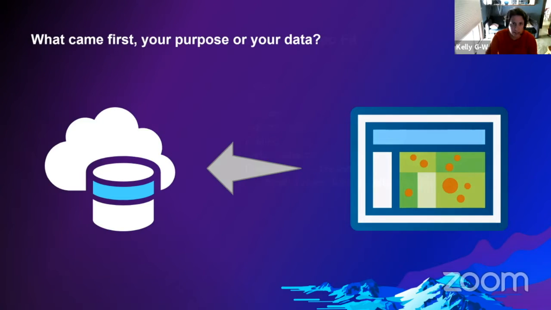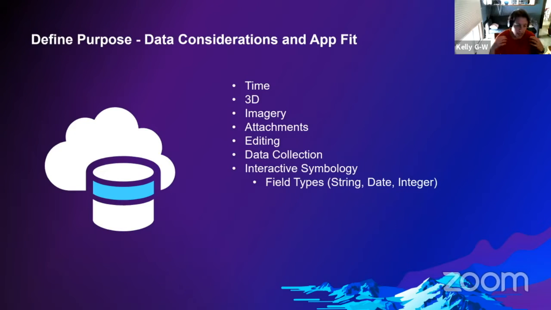for your purpose. There are some specific data types and data capabilities that we do have functionality that matches. So this comes to app fit, your data considerations, and also the purpose. There are things like time. If you want to animate your data using time, you often need date and time fields. 3D, if you want to show your data in 3D, is another specific set of apps. Being able to show imagery, show the attachments potentially from data collection, being able to edit, or having interactive symbology. These are all things to think through with your data that will define the purpose or the type of app that you're looking for.